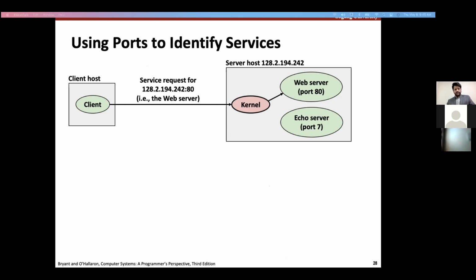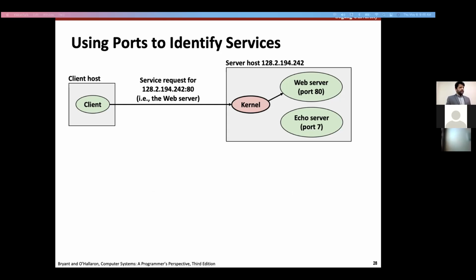So given these client and server socket addresses, the connection between the client and server is uniquely identified by this socket pair and the ports. This figure shows how a web client and a web server communicate with each other. We see the client host requests some service on this IP server address and the port.